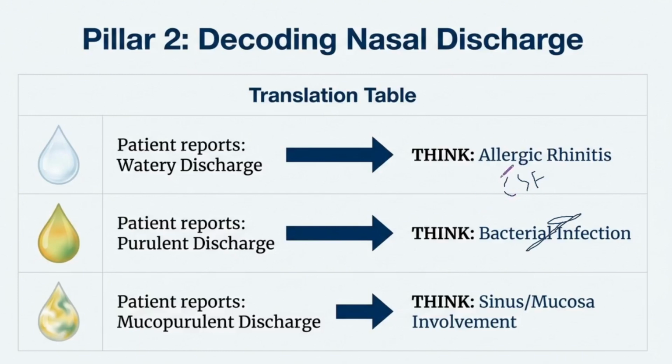And then there's the hybrid, mucopurulent. Which is exactly what it sounds like, a mix. This is the most common presentation in chronic cases. It's thick, maybe pale yellow, sticky. It tells the doctor that the mucociliary clearance system is broken. The muco what now? Mucociliary clearance.